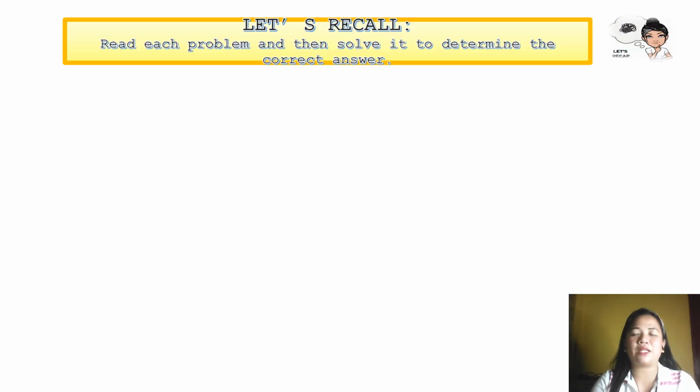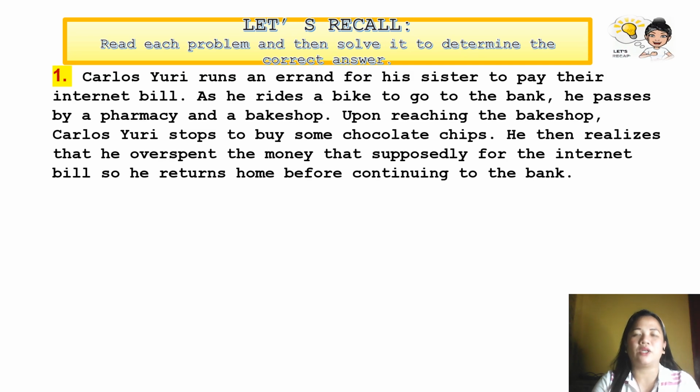So this is the let's recall part. Carlos Yuri runs an errand for his sister to pay their internet bill. As he rides a bike to go to the bank, he passes by a pharmacy and a bake shop. Upon reaching the bake shop, Carlos Yuri stops to buy some chocolate chips. He then realized that he overspent the money that's supposed to be for the internet bill. So he returns home before continuing to the bank.